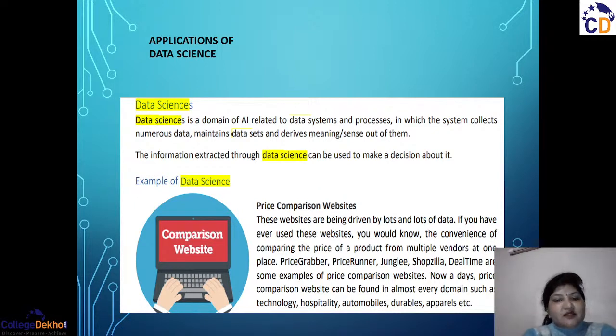So the first is price comparison websites. I'm going to give you a number of examples: Price Grabber, Price Runner, Jungly, Shopzilla, Deal Time. These are the different websites through which you can compare prices. Even nowadays, price comparison websites are not only related to the selling of products. You may have this domain implemented in the healthcare sector, hospitality, automobiles, durables, technology. In every sector these applications are used, right?